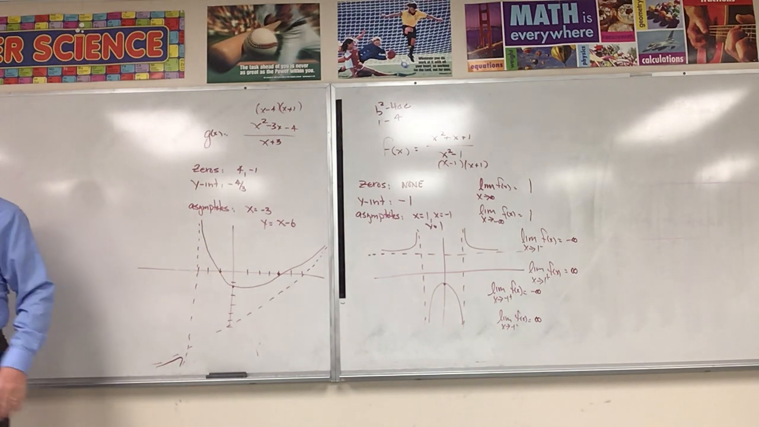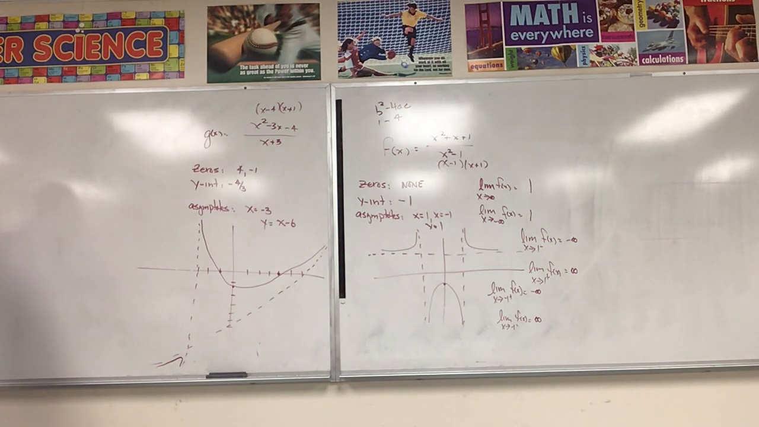Alright, so what I want you to do tonight, on page 247, I want you to do numbers 70 through 82, even. Page 247, 70 through 82 even, please.